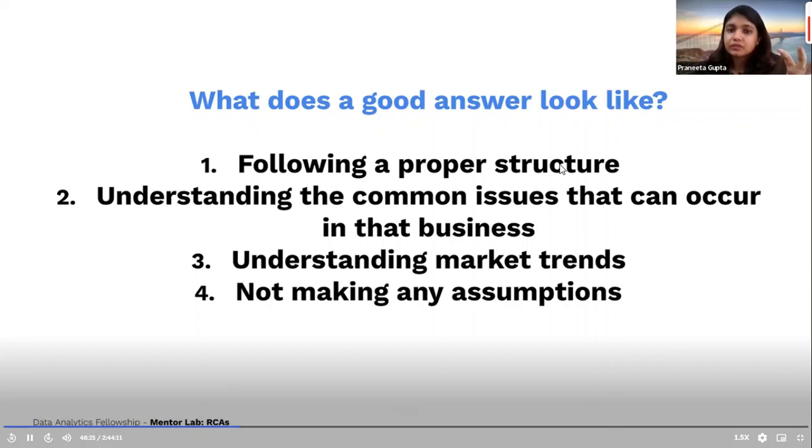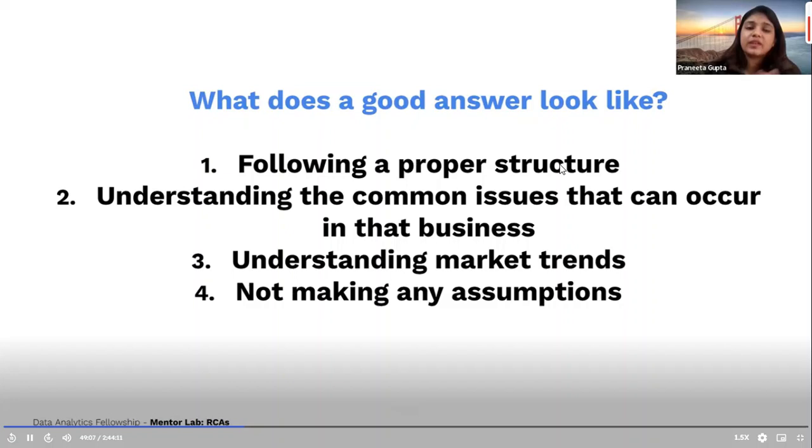First of all, I ask the clarifying questions, so you have to understand the issues. You have to understand the common issues that can occur in that business. And if you're not aware of how the business works, you can ask more questions to the interviewer just to get an understanding of how this particular business use case works. Then the third thing is understanding the market trends. And fourth is do not make any assumptions, right? At every point, you should ensure that you only deal with the data that is in front of you, or if you have a doubt, ask a question to clarify.